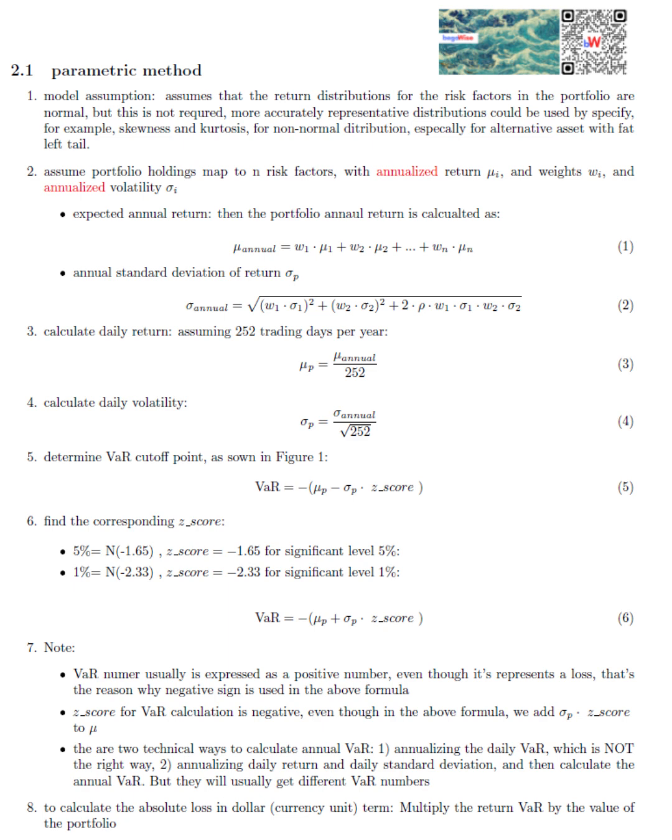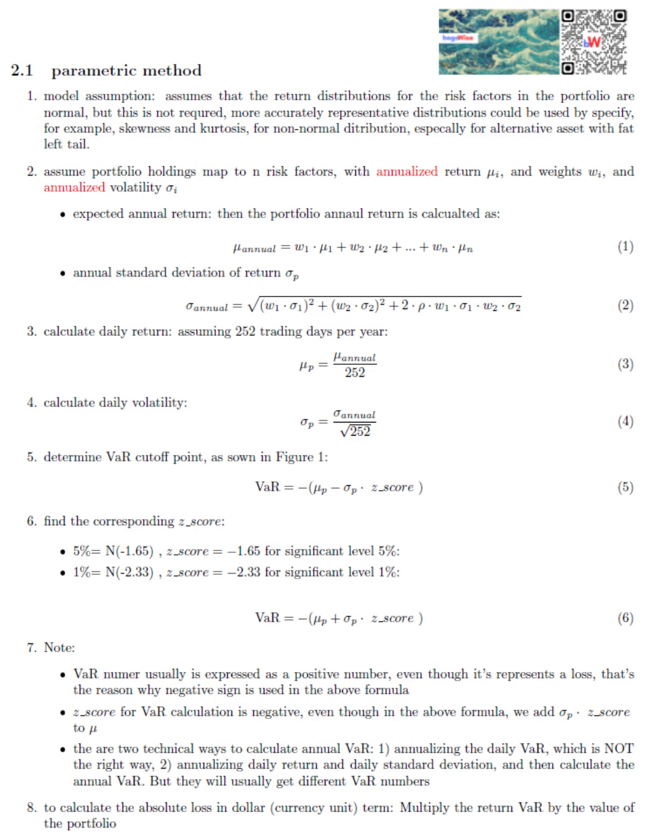Let's say our portfolio maps to n risk factors, each with an annualized return nu_i, weight w_i, and annualized volatility sigma_i. Step 3. Expected annual return. The expected annual return of the portfolio is calculated as the weighted average of each individual annualized return. This means we take each return, multiply it by its weight, and then sum them all up. Step 4. Annual standard deviation. The annual standard deviation of the portfolio return is calculated using a specific formula that considers the volatilities of the individual risk factors and their correlations.